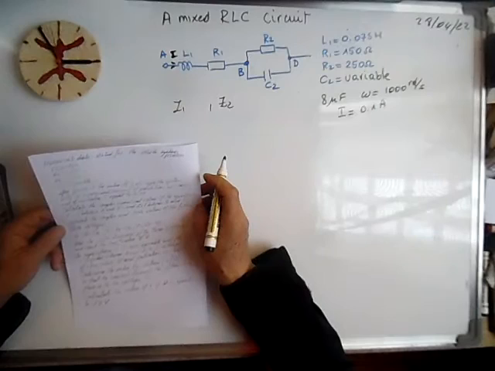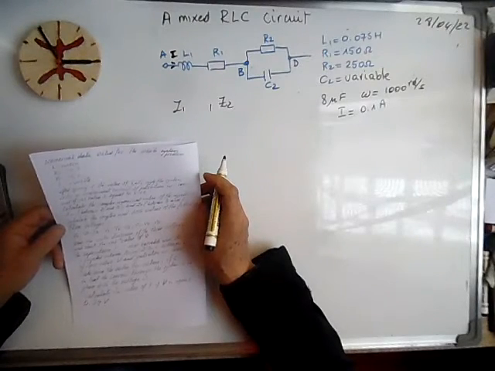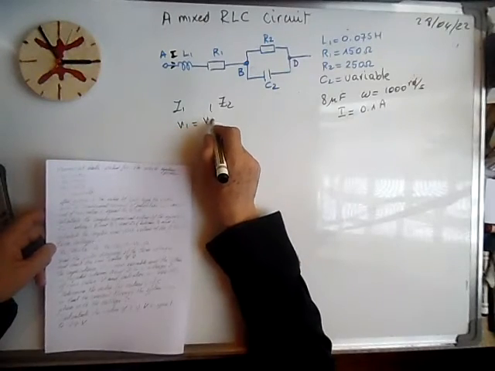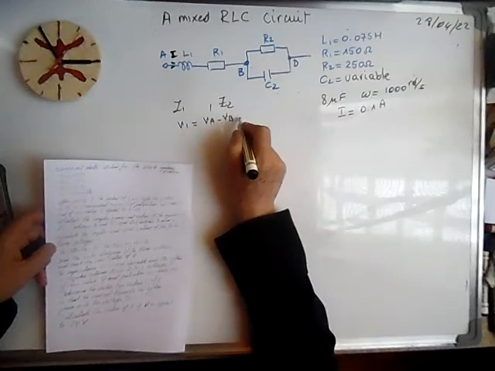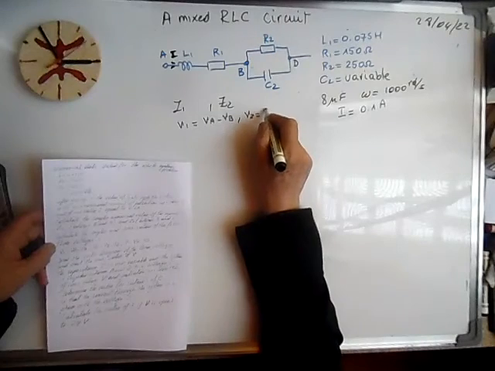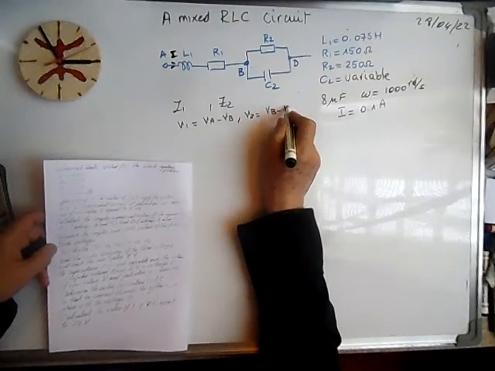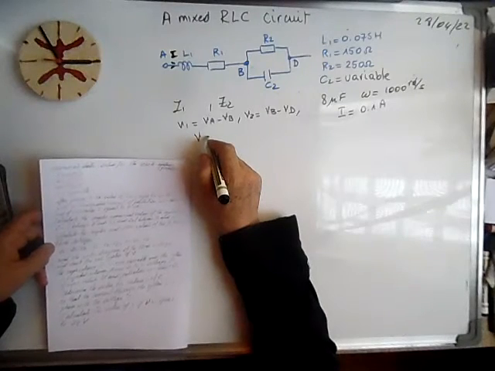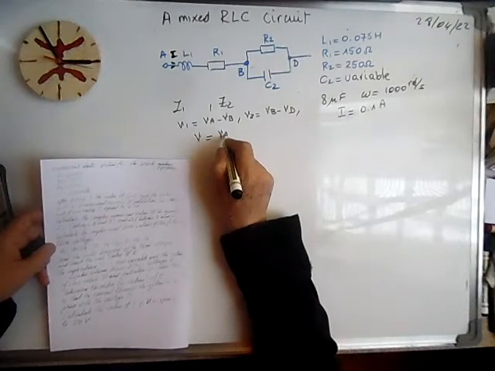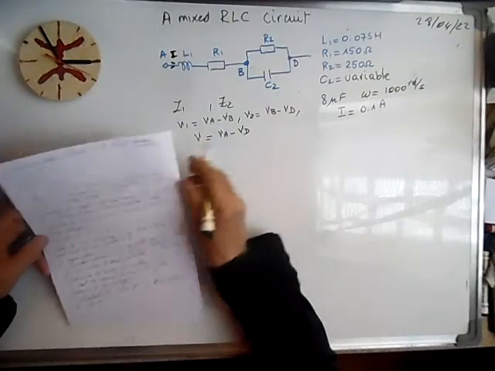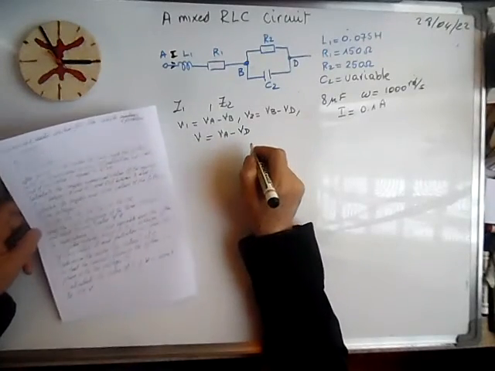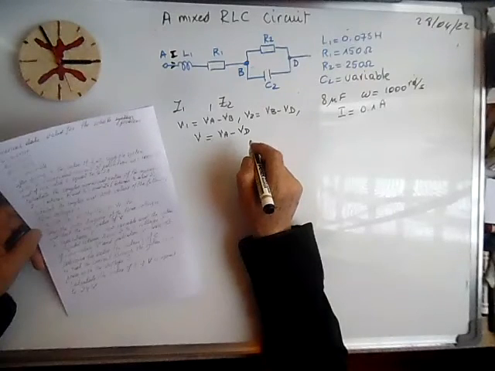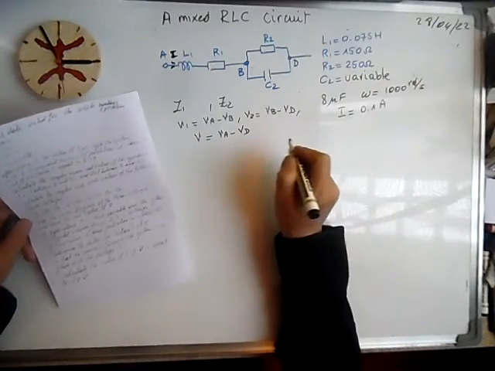Calculate the complex and RMS values of the following three voltages: V1, which is VA minus VB, V2, which is VB minus VD, and the total voltage V, which is equal to VA minus VD. And draw the vector diagram of the three voltages and check the RMS value of V.